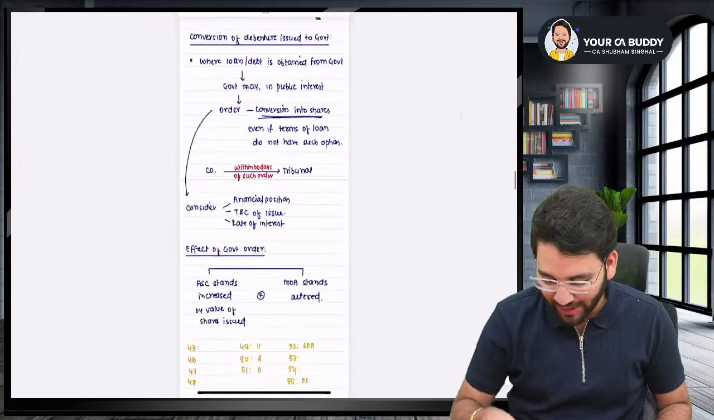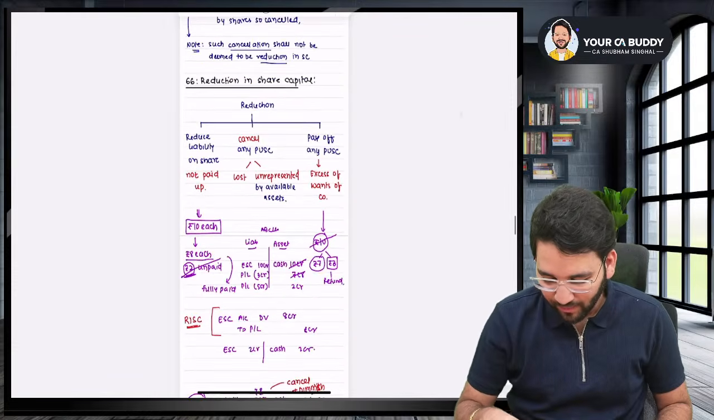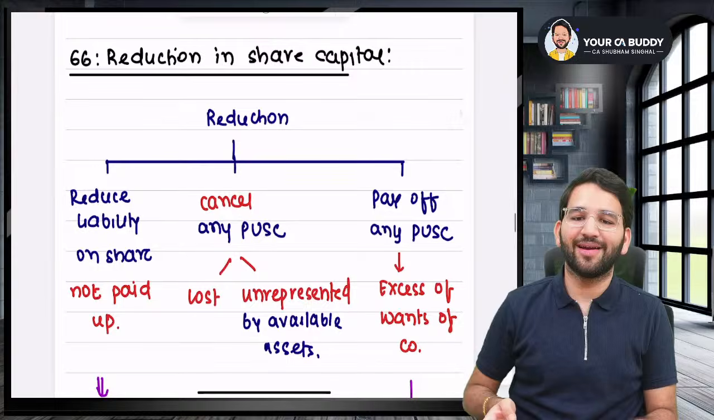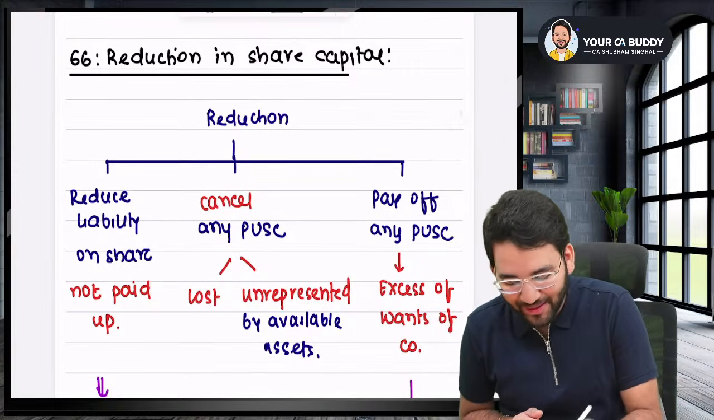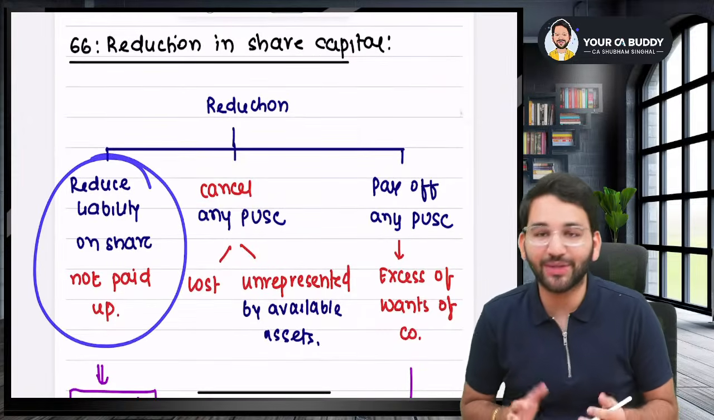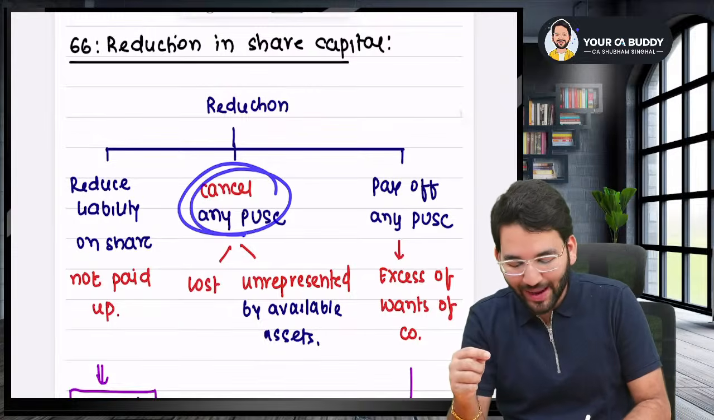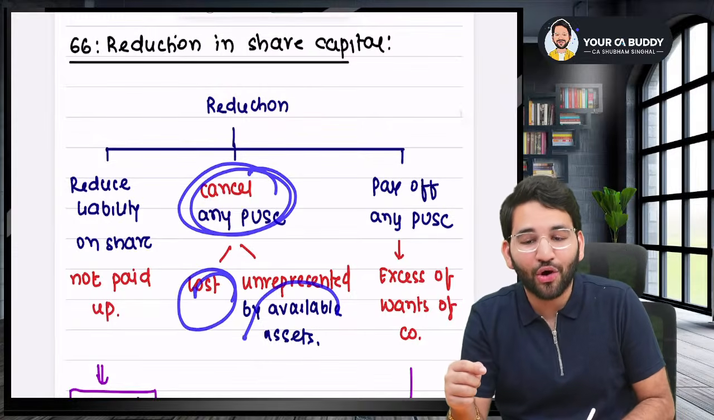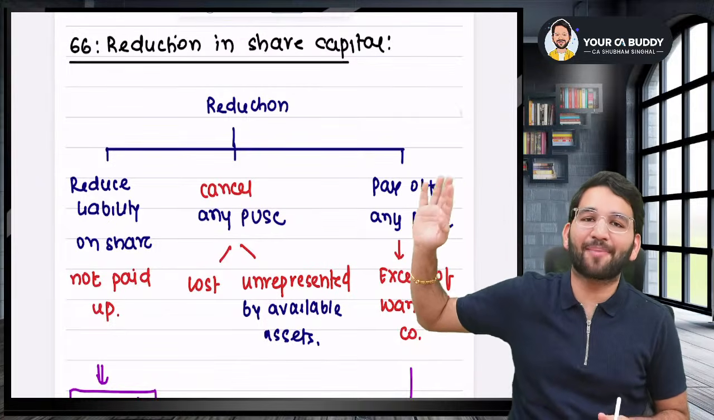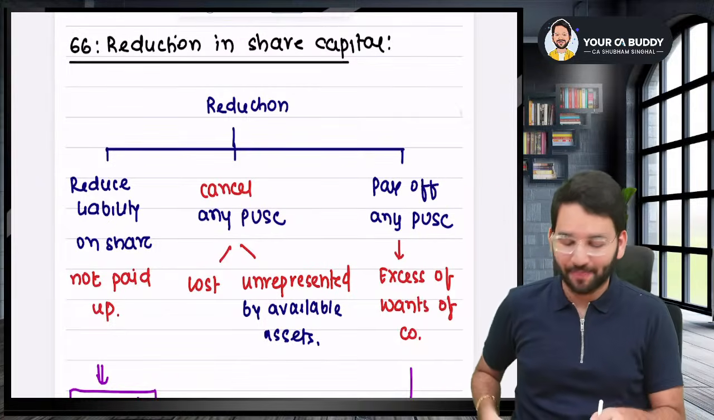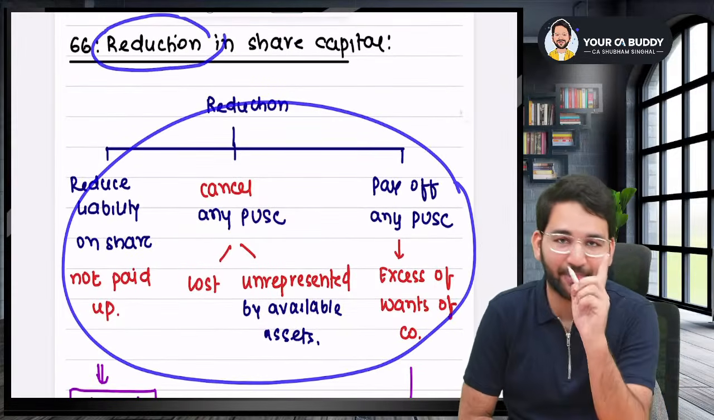Let's come to reduction of share capital. Listen to me very carefully. When I say reduction of share capital, what is reduction? Reduction of share capital basically means that, number one, you reduce the liability on the shares which are not paid up. Number two, you cancel any paid up share capital which is lost or not represented by available asset. Or number three, you pay off any paid up share capital which is in excess of the wants of the company. These are the three cases where reduction of share capital happens.